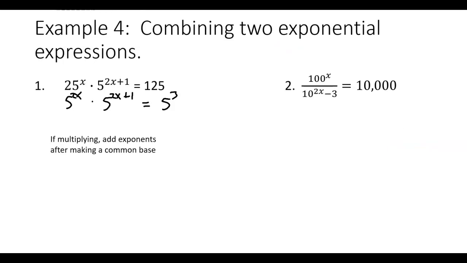Let's look at this side, though. If you're multiplying, which we are in this case, add the exponents after making the common base. So I made the common base. Now I'm going to add the exponent. So I'm going to add this exponent to this exponent. So you're going to get 5 to the 2x plus 2x plus 1, right? Which is going to give me 5 to the 4x plus 1.